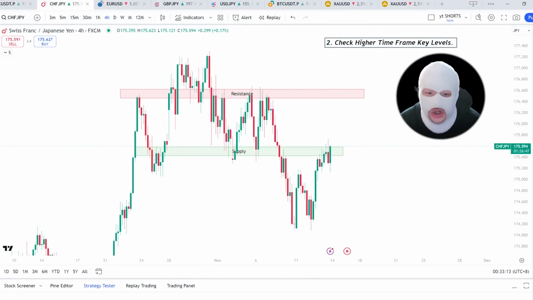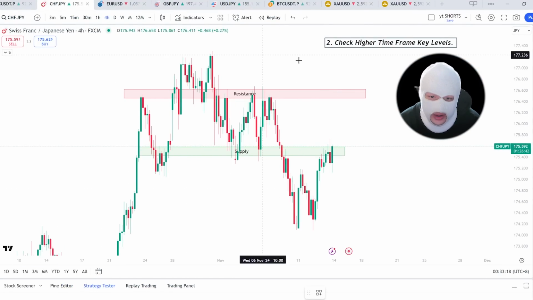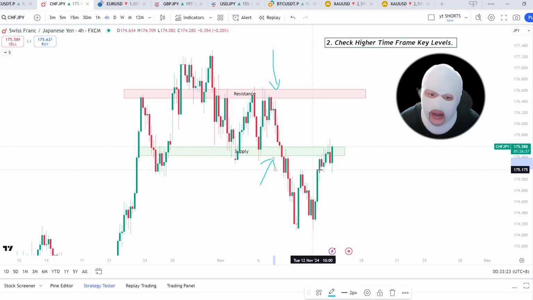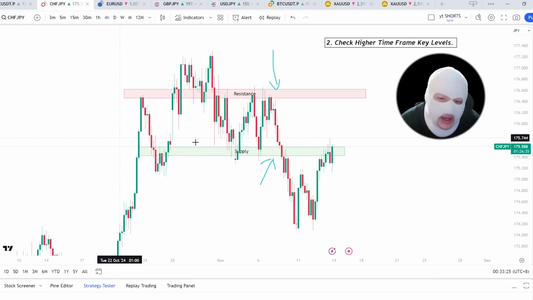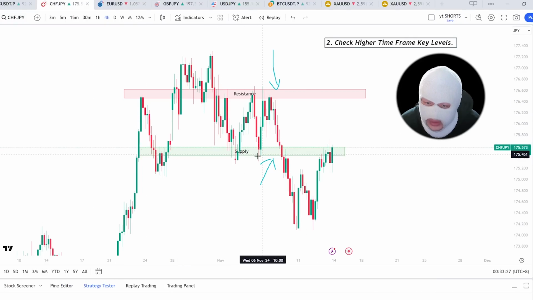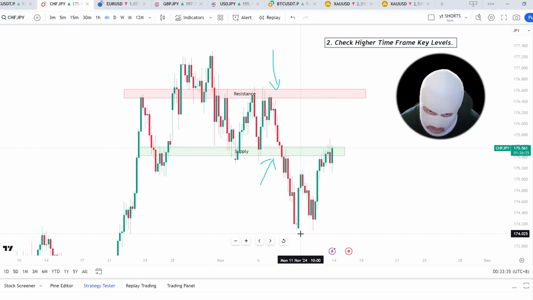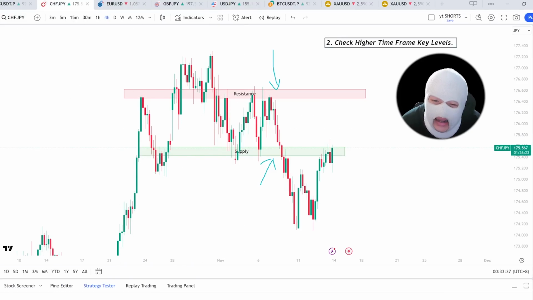Number 2, check higher time frame key levels. Before trading, look out for high time frame key levels and how much room price has to play with before reaching those levels. At higher time frame levels, we expect some sort of a rejection. These rejections at higher time frame key levels can potentially cause a major direction change on the lower time frames. When price mitigates a higher time frame key level, there's a high chance of a temporary reversal. So, always check the higher time frames to gauge the current market price distance to key levels.